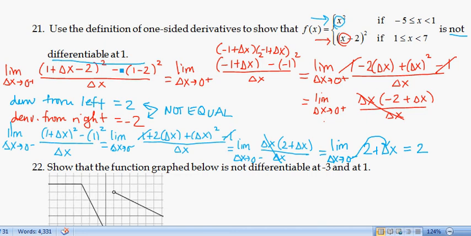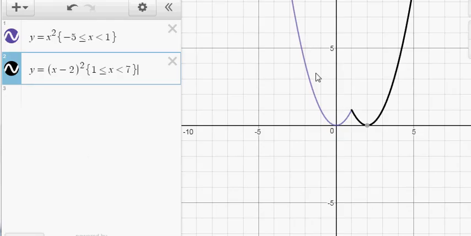By the way, the other way to look at this is to actually graph it. If we do that, we can look at these two pieces, and as we approach 1, we see that the slope coming in from the purple portion of the segment is something positive, and then it sharply changes to a slope that's negative. So certainly the slope from the left is not the same as the slope from the right.